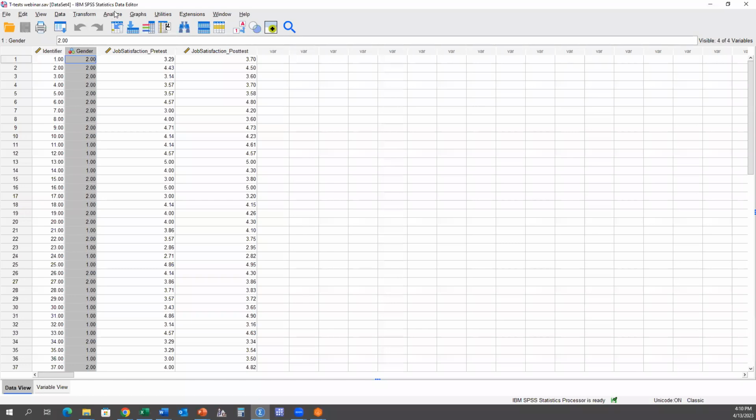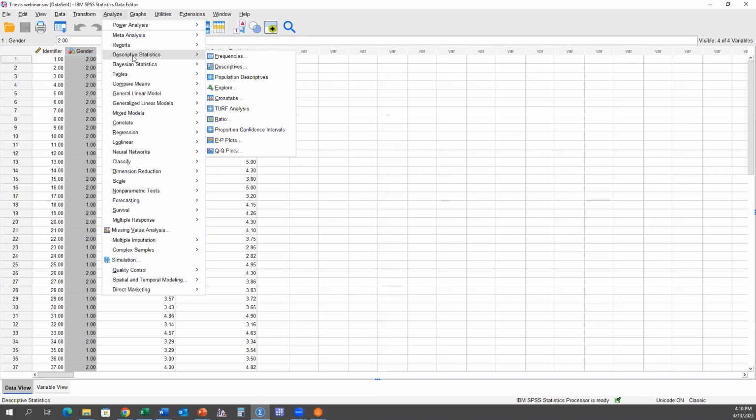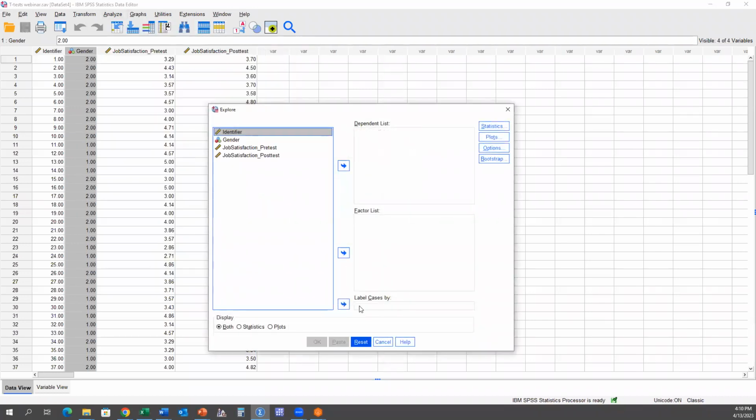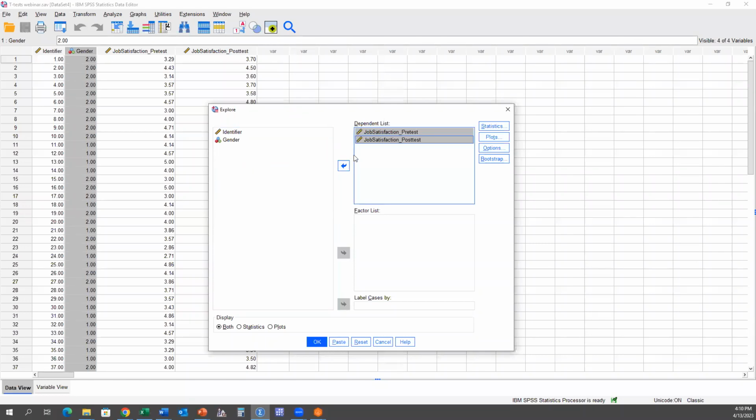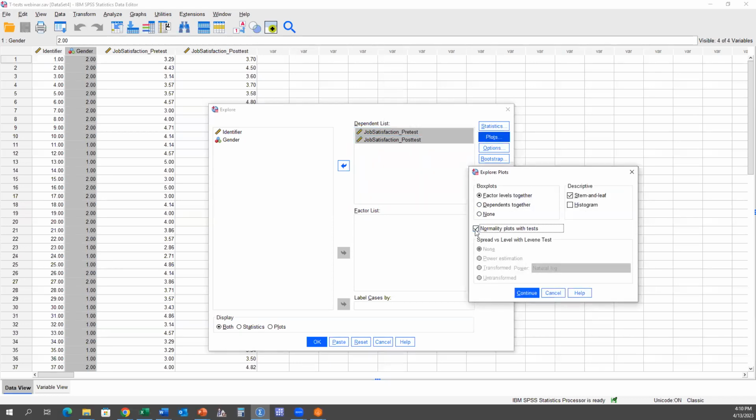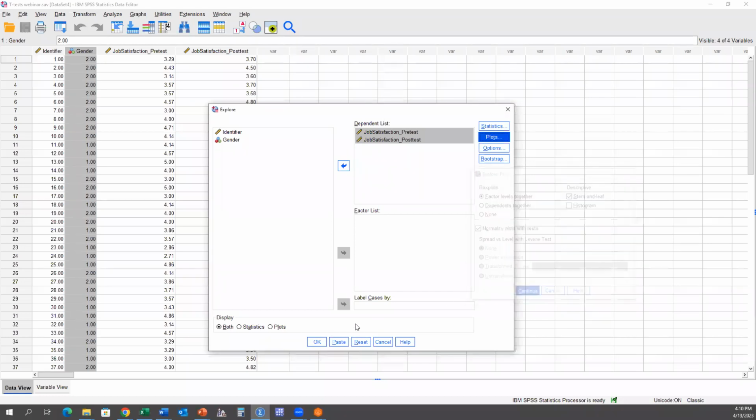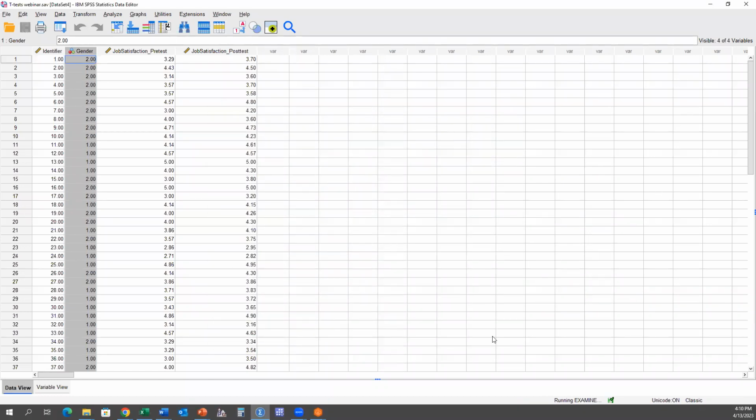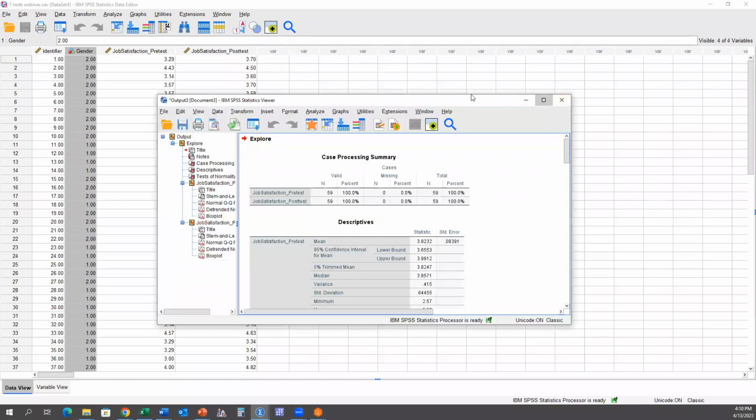So the first thing I would do is check for the assumption of normality. And to do that, you'll go to Analyze and Descriptive Statistics, and then Explore. Then you're going to move your dependent variables over to this right box, and then we'll click Plots. And we will check mark this option right here, Normality plots with tests. Click Continue and OK. And this takes a few seconds to run. Right, and here we go.